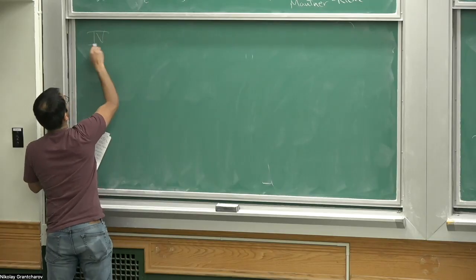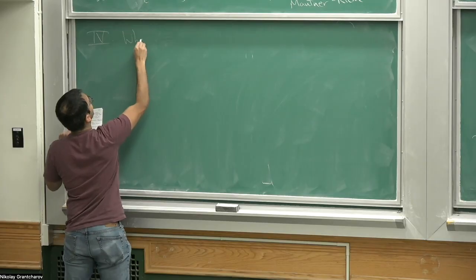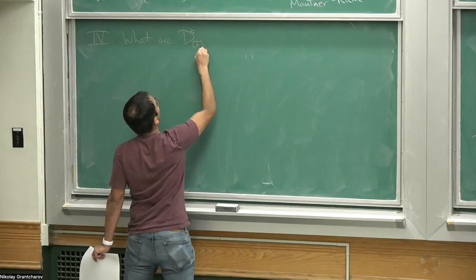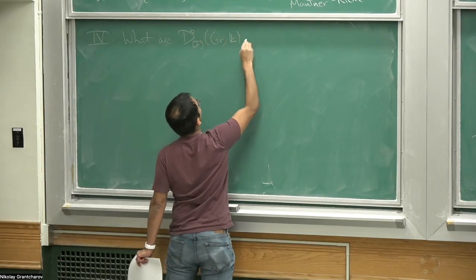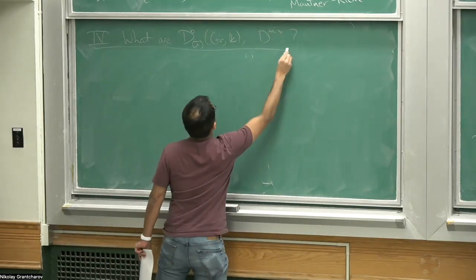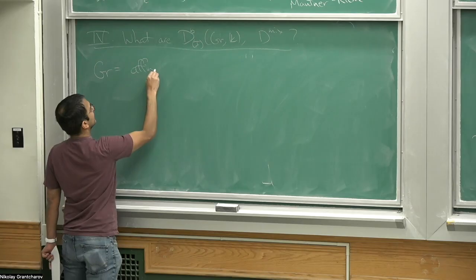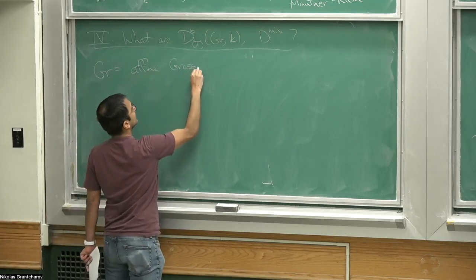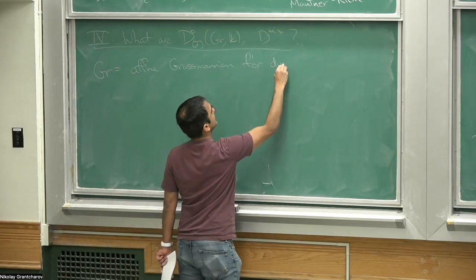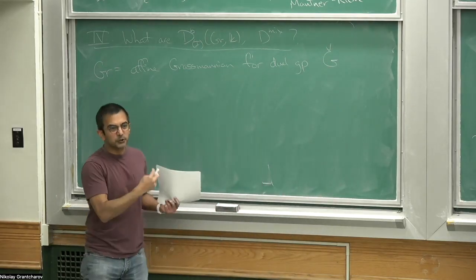Okay. Part 4 is what are D^B, I, K, and the mix. Okay, so GR is the affine Grassmannian for the dual group G check. Okay, so of course we had two groups on the first side.